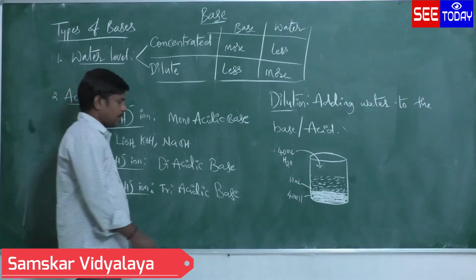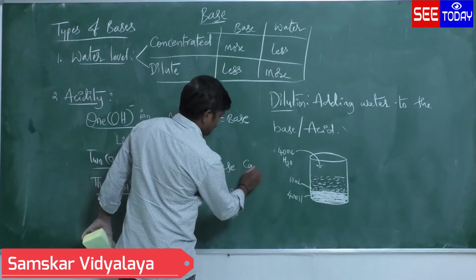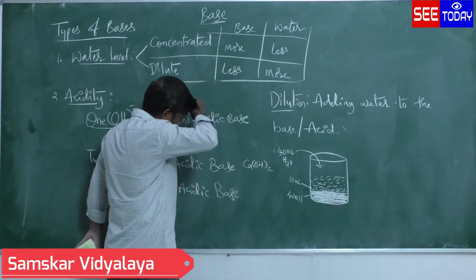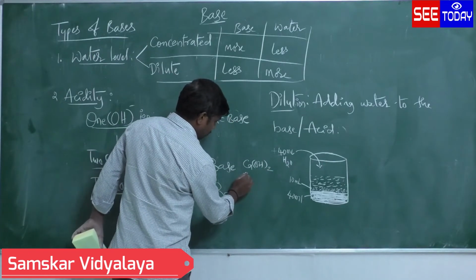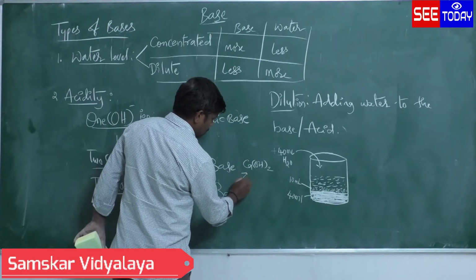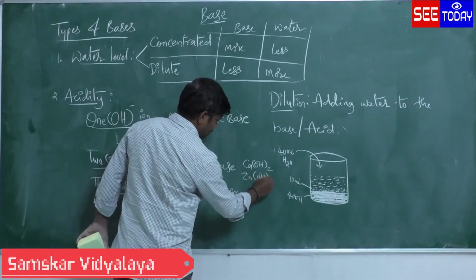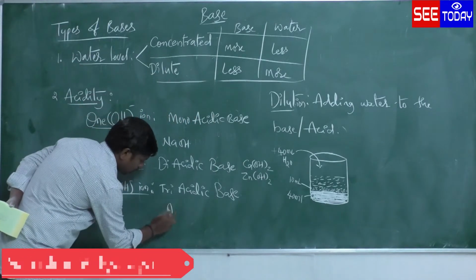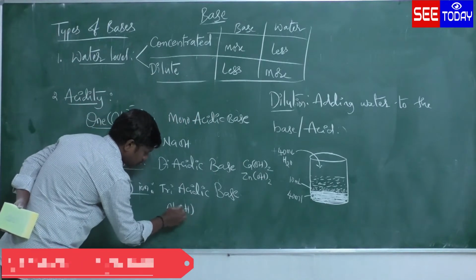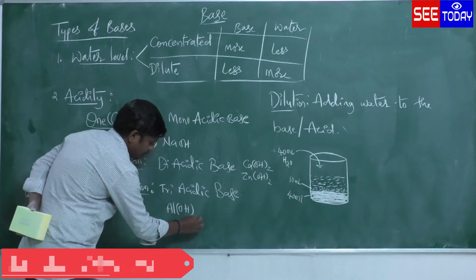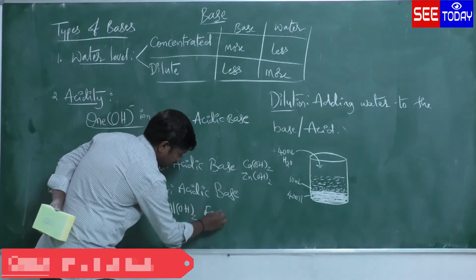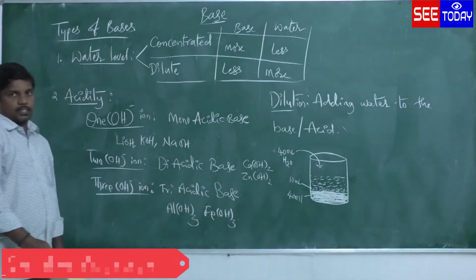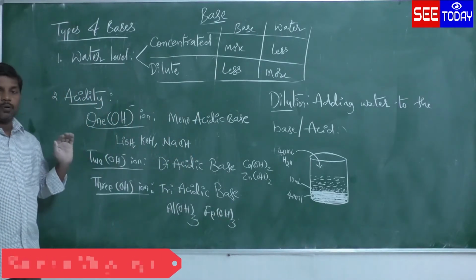So for diacidic base, you can take the example of calcium hydroxide, right? Zinc hydroxide, right? For triacidic base, you can take aluminum hydroxide, iron hydroxide, triacidic bases.